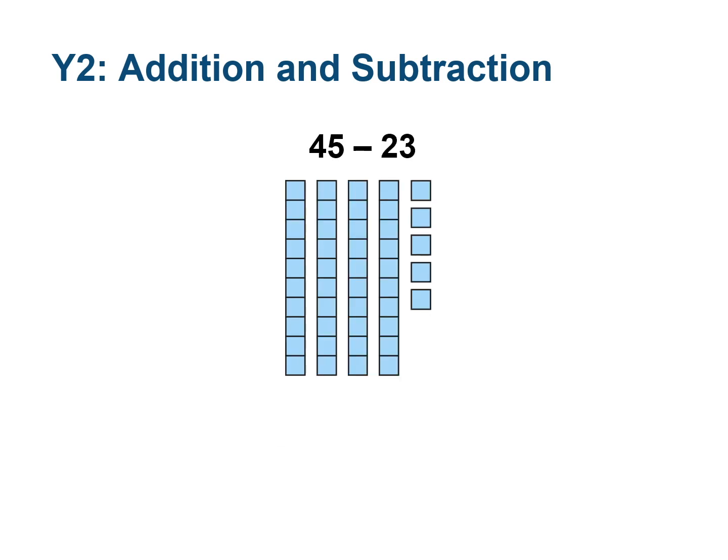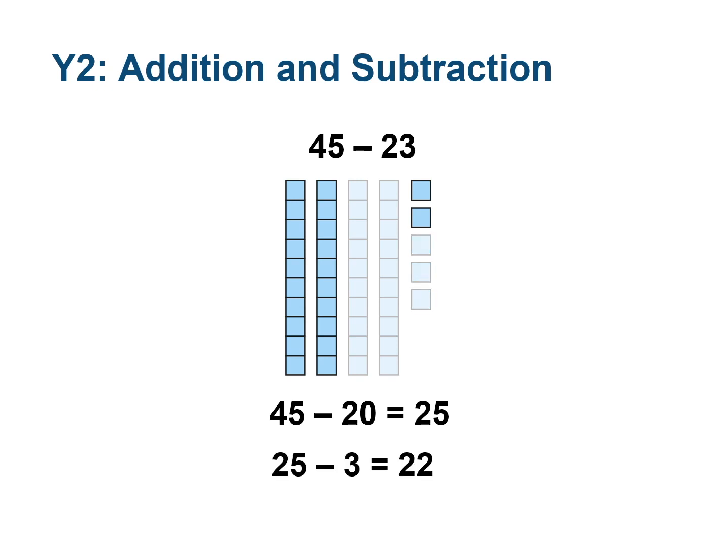Pupils also need to be able to subtract from a two-digit number. So pupils should be able to partition the subtrahend and then subtract both these parts in turn. So let's look at that now. 45 minus 20 is equal to 25, and 25 minus 3 is equal to 22. So 45 minus 23 is equal to 22.